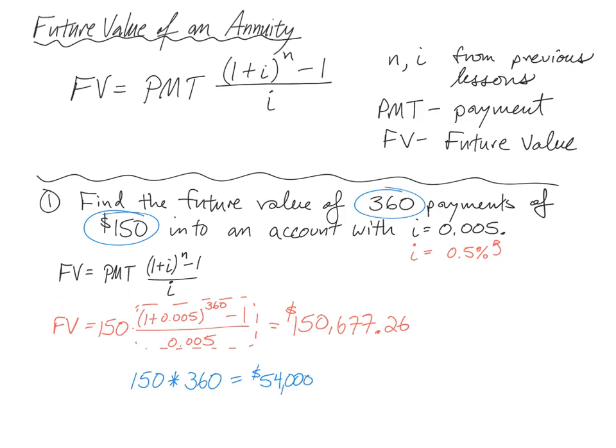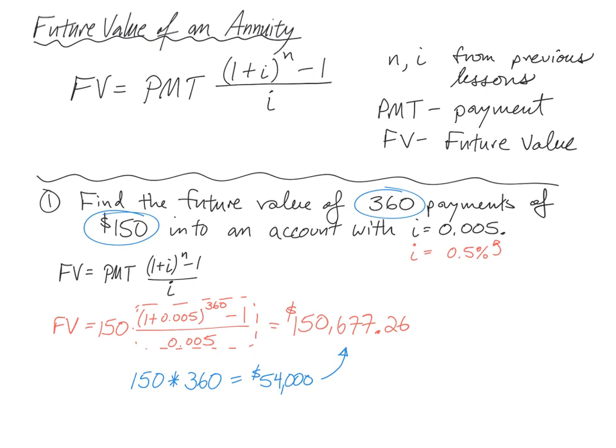Now I take a look at $54,000 total investment over 360 payment periods. Again, I'm going to assume these are months. It looks like your investment almost tripled over that time. And tripling is, well, that's really good. Almost tripling is really, really good. That's my opinion.